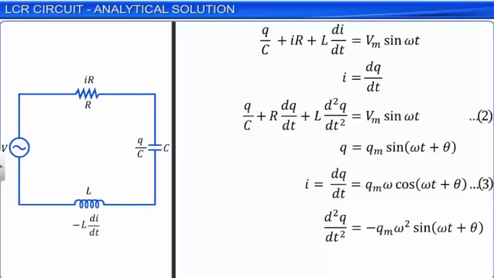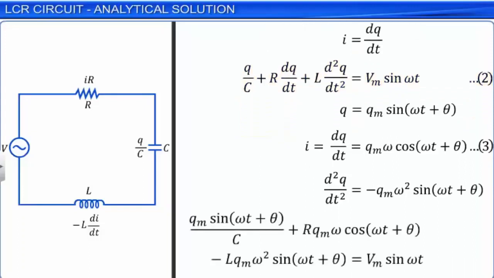Substituting these values in equation 2, we get Qm sin omega t plus theta by C plus R Qm omega cos omega t plus theta minus L Qm omega square sin omega t plus theta equal to Vm sin omega t.